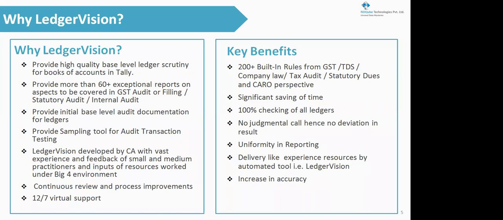What are the key benefits? There are more than 220 rules right now. It covers GST, TDS, company law, tax audit, statutory dues, CARO, etc. It saves time. For example, when I provide the demo, you will see there are around 4,000 entries, and it will take around 120 seconds to complete the scrutiny. It is so fast. Again, as I said, 100% checking is there, no judgmental calls, so uniformity of reporting is there, and thereby it increases accuracy.